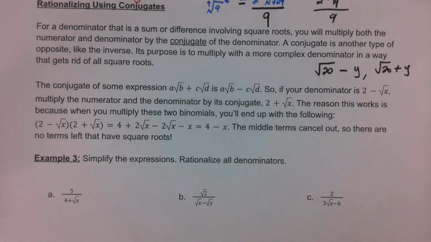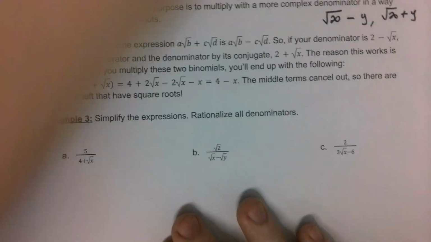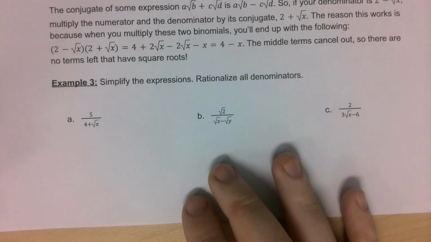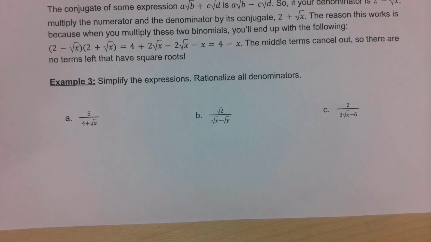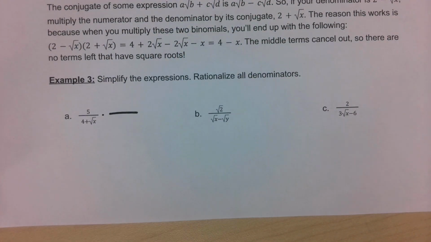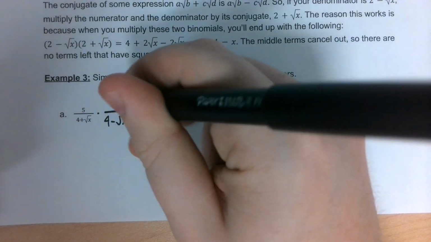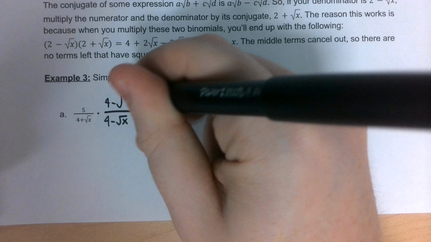Instead, I am telling you, the way to get rid of one of these more complicated denominators is actually to multiply by the conjugate of your denominator. So what's the conjugate of this denominator? 4 plus the square root of x. The conjugate is 4 minus the square root of x. And let's see why this works.